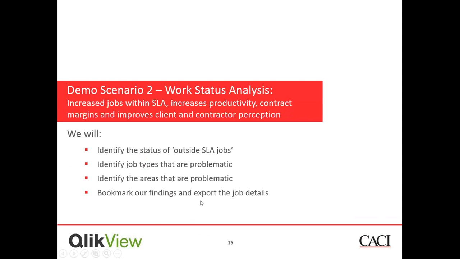If we just move on, we'll demonstrate work status analysis. What we'll do from this is identify the status of outside SLA jobs, the job types that are problematic, and identify the areas that are problematic again. We'll bookmark our findings and export the job details again. Discussing this analysis with your teams can increase jobs within SLA, which obviously increases productivity, contract margins, and improves the client and contractor perception.